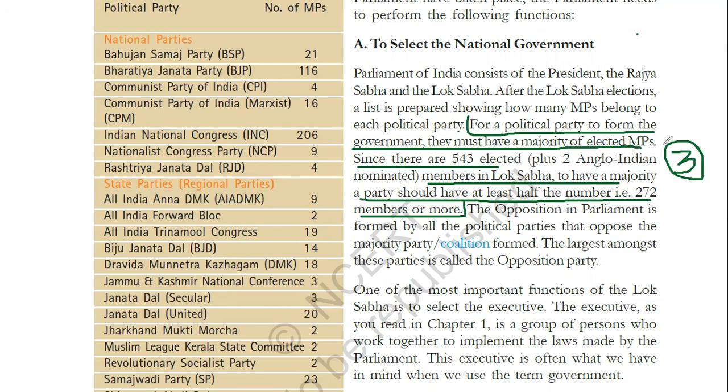So the third point would read, for a political party to form the government, they must have a majority of elected MPs. Since there are 543 elected members in the Lok Sabha, to have a majority, a party should have at least half the number, that is 272 members or more.